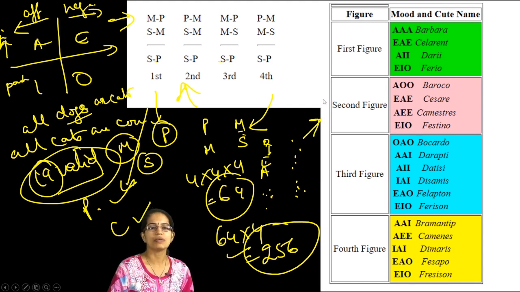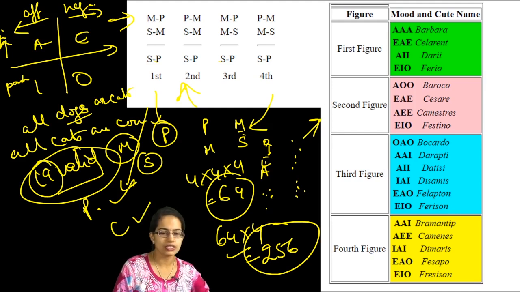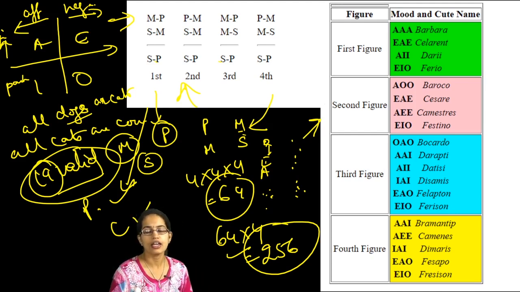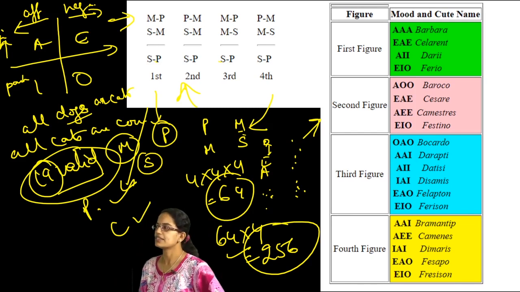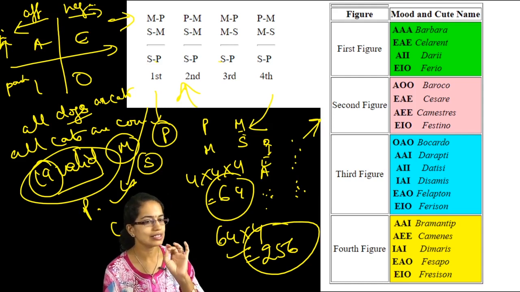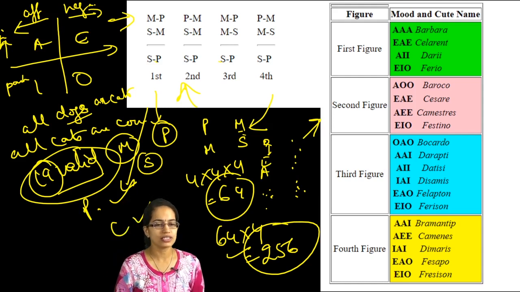Now what you have to do is memorize this list. We had one of the questions at doorstep where you had, let's say, AAA. What is the cute name for it or the other name for it? So it is Barbara. Similarly, EAE is Celarent. And so on. So for the first figure you have 4 valid forms, for the second figure you have 4 valid forms, for the fourth figure there are 5 valid forms, and for the third figure there are 6 valid forms that are seen. So you need to know these and you need to memorize this. You can simply take a snapshot of this and memorize these very carefully.